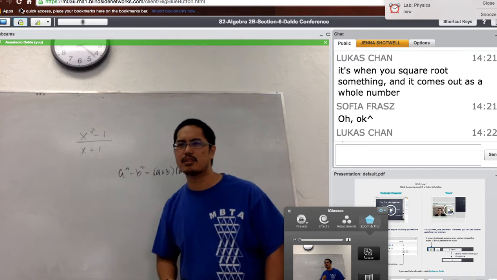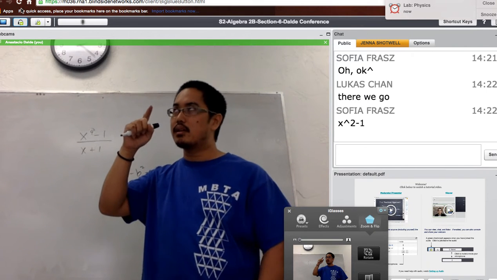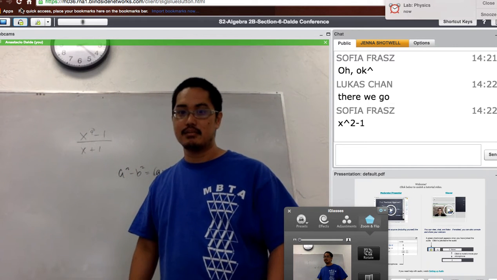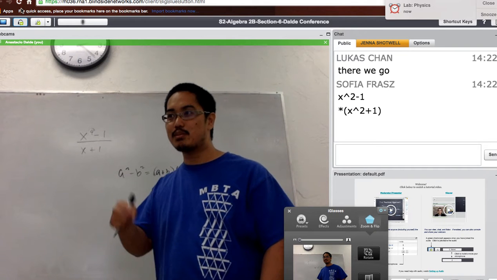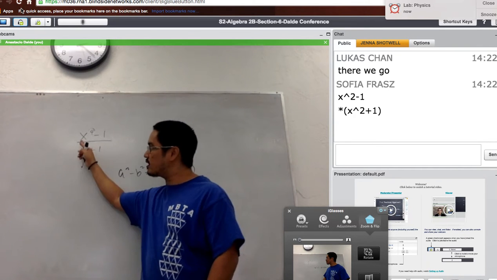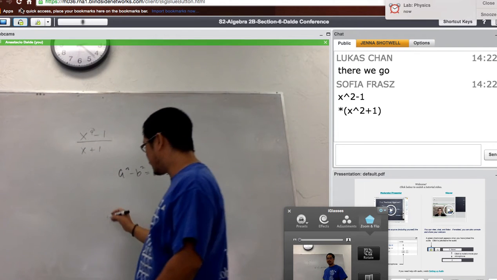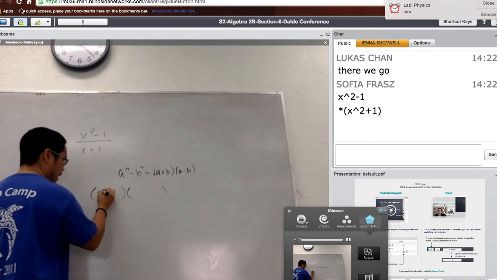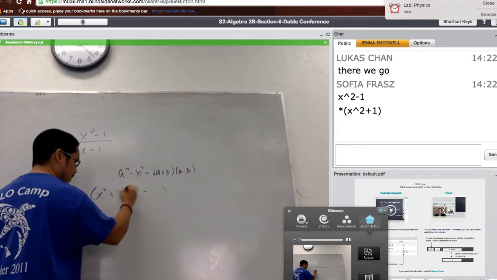Is one a perfect square, by the way? Can you think of a number that you can multiply by itself to get the number one? One, just one. That works? Well, I guess it is. So one is a perfect square. Okay, so I have a perfect square minus a perfect square. Sophia is suggesting we do this. All right, fine. The top is going to be x squared plus 1, x squared minus 1.